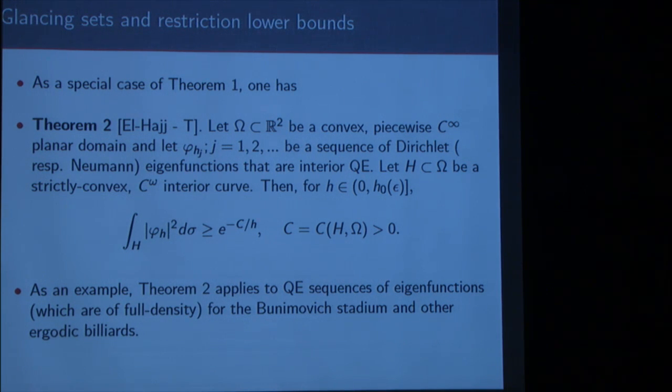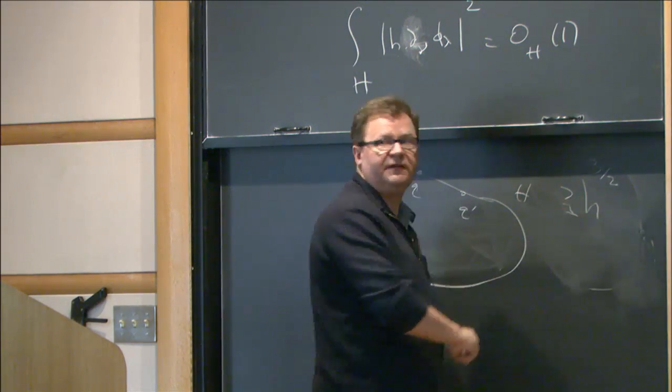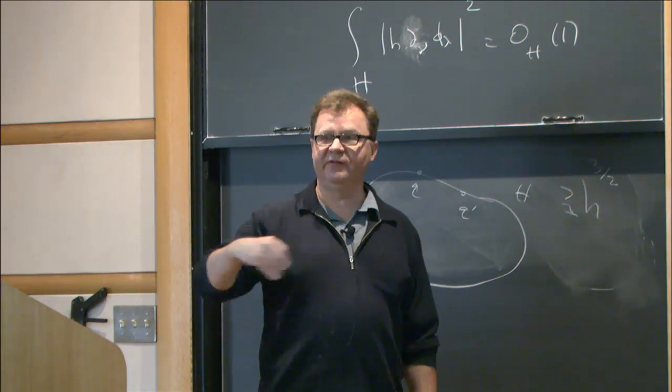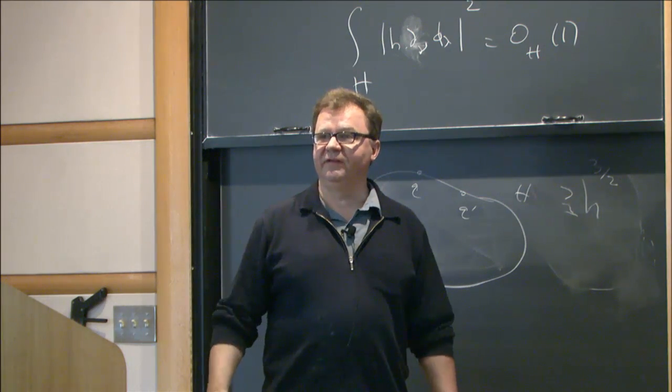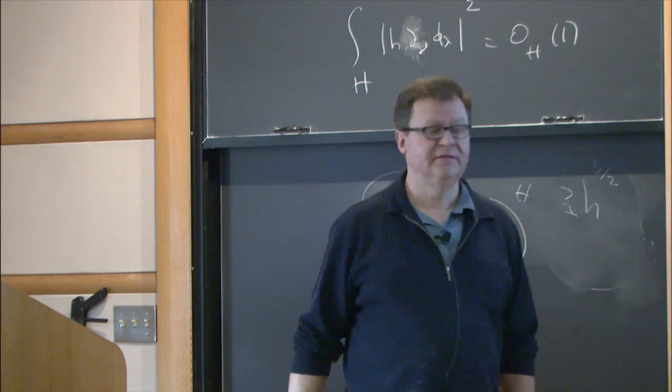You can get some polynomial that goes to not zero, a uniform lower bound. Sorry? No, you can get something like this. I was only interested in nodal intersections, but I'm talking about L2 restriction. Yeah, you can get a lower bound that's something like h to the 3/2, if you really work it out. So it goes to 0, but it's a polynomial rate. You can actually do that, right?